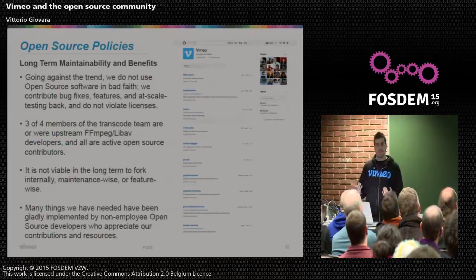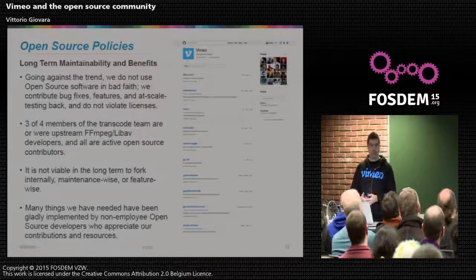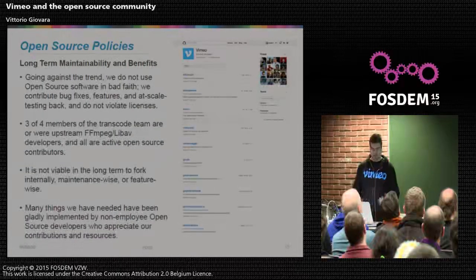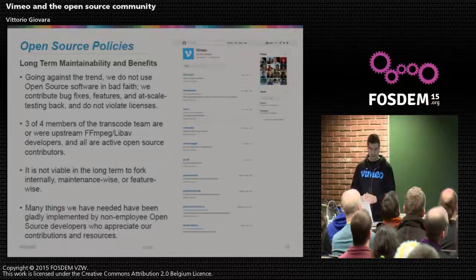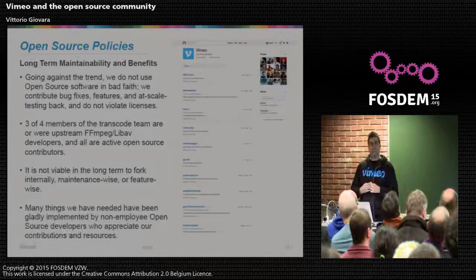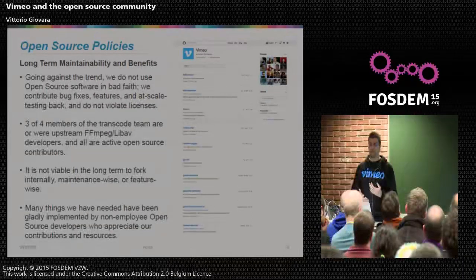We are not afraid of admitting that we use open source. Open source is great, and it almost always beats any closed source solution. We work directly in the open source community. Most of our transcoding team are members of the FFmpeg and libav projects. We believe that it's not possible to have an internal fork. It takes too much time and development effort to keep it updated, especially for libraries where the APIs change so frequently.